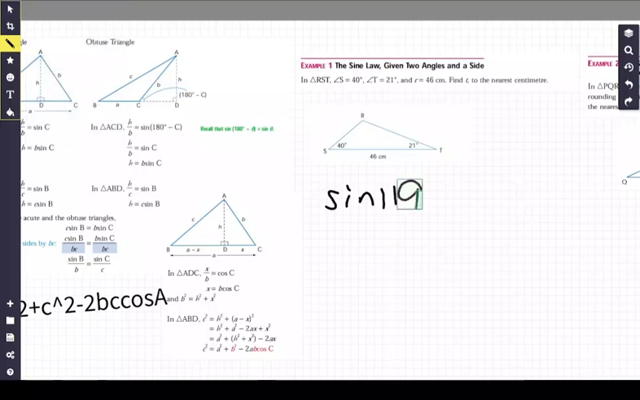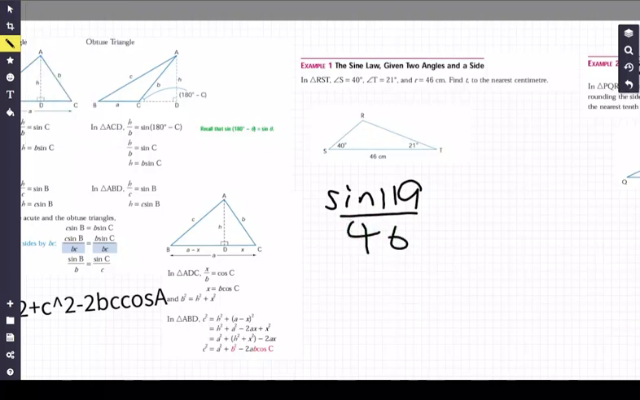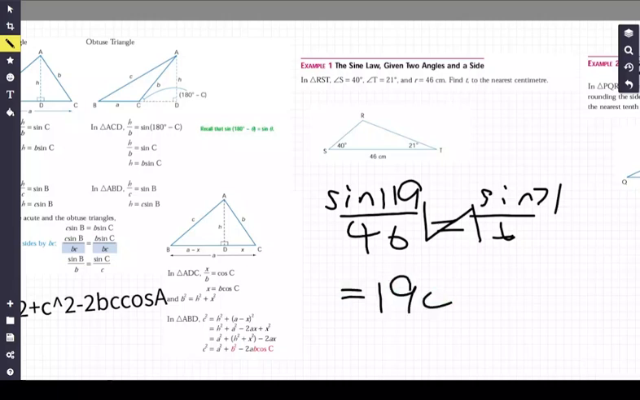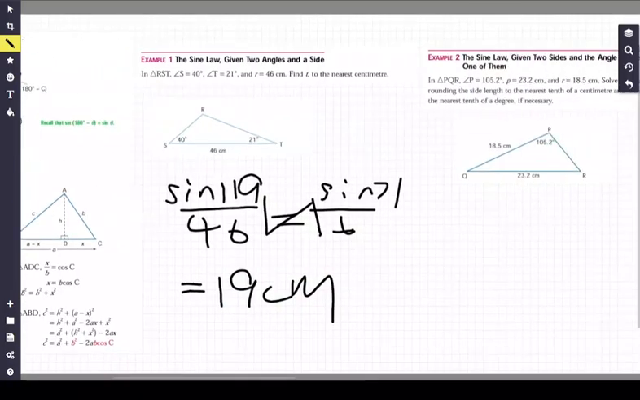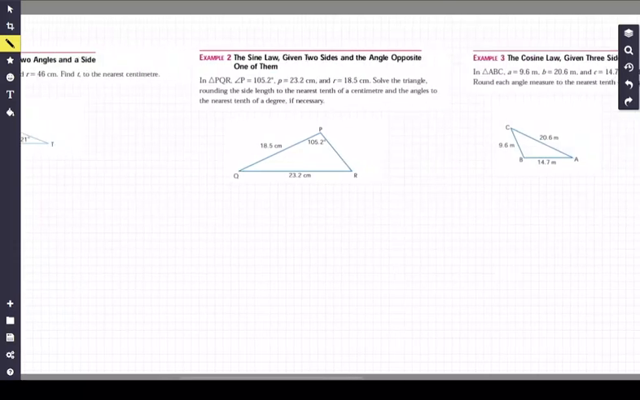See guys, I made a little mistake. It's a calculator error. Sine 119 over 46 is equal to sine of 21 over t. So now we still do the same thing, and then you're supposed to get 19 cm. So you round up to 19. That was that. And now let's go ahead and do this question.